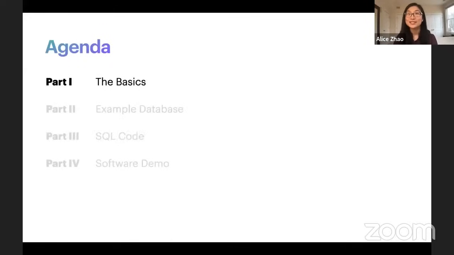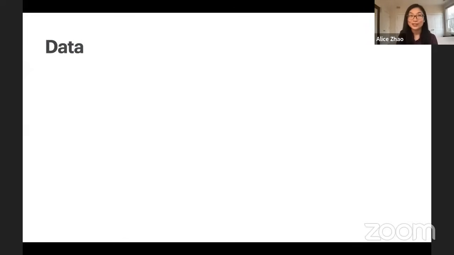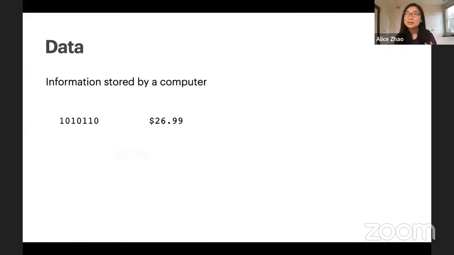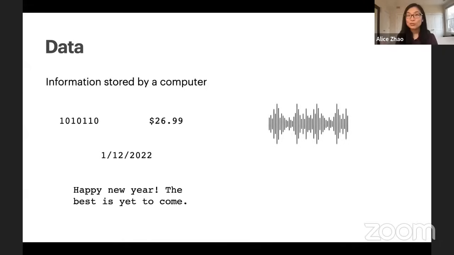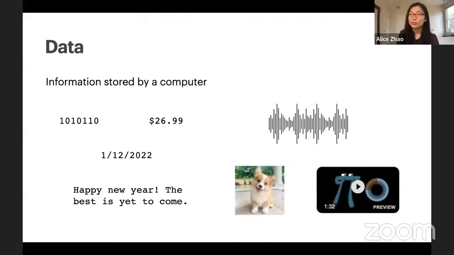To get started with the basics, we're going to start really basic. We're going to start by defining the term data. In this presentation, I'm going to say data is information that's stored by a computer. This information could be numbers or some basic text, and it could also be more complex, like audio, images, videos. These are all different forms of data.